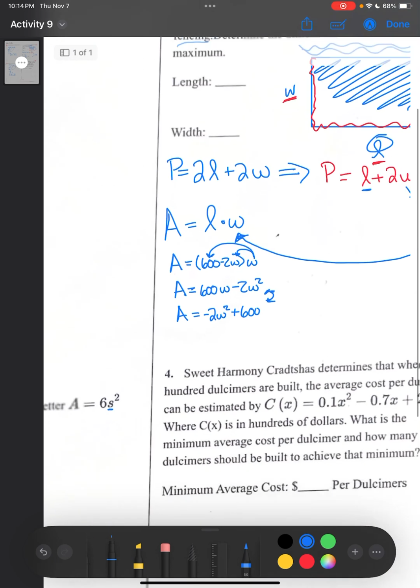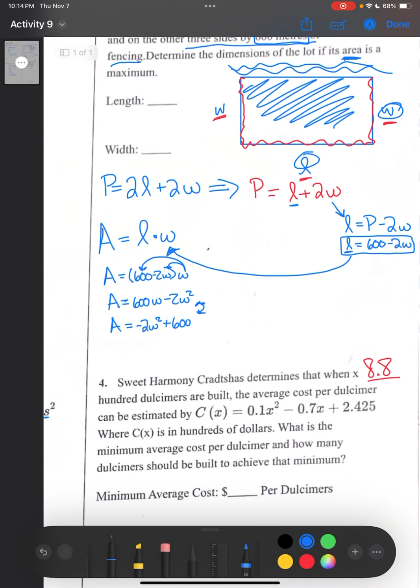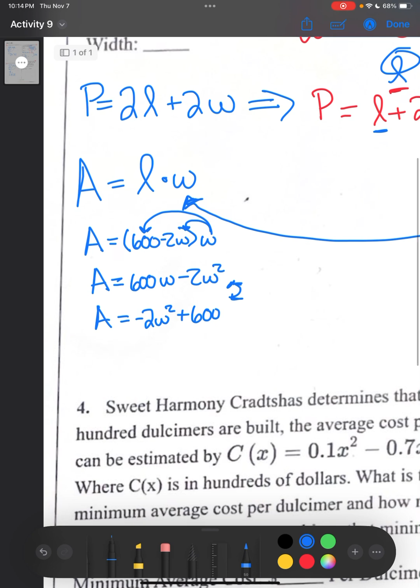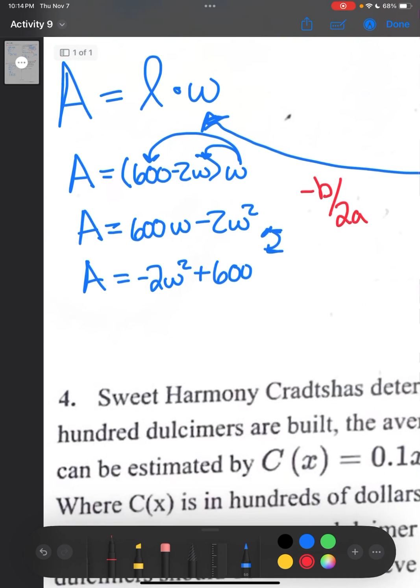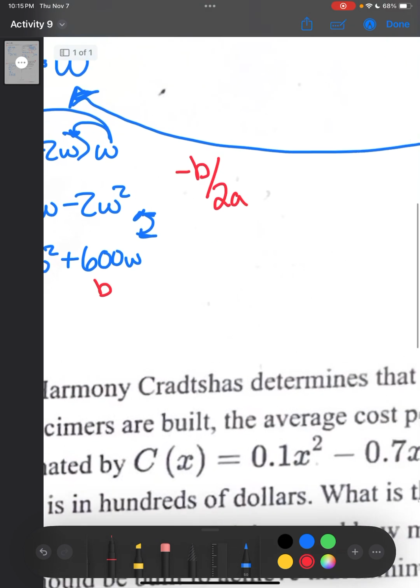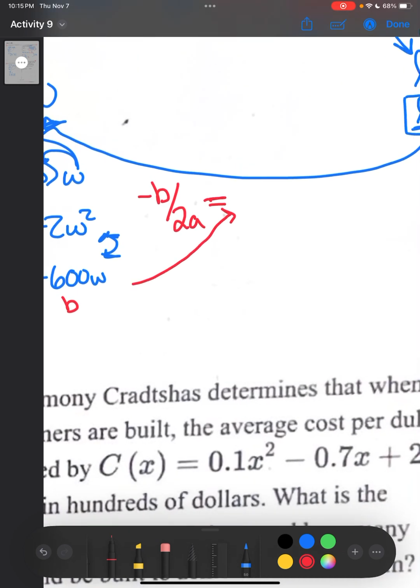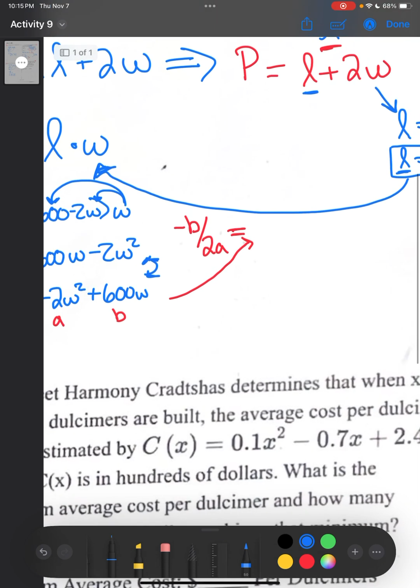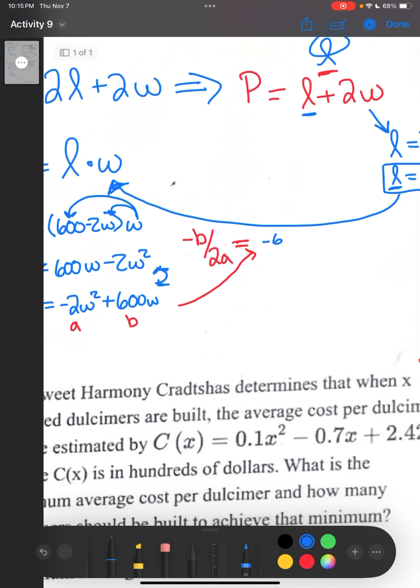Now here is where we're trying to find the next step. We have a quadratic equation, right? Because we have a W squared. We're going to find the vertex. And how do we do that? We use that formula, right? We learned negative B over 2A. Now, our negative 2 is our A, right? And the 600W, sorry about that, is our B. So we're plugging that in to here. I'm just going to do this on this side, right? We have a negative 600 over 2 times negative 2.